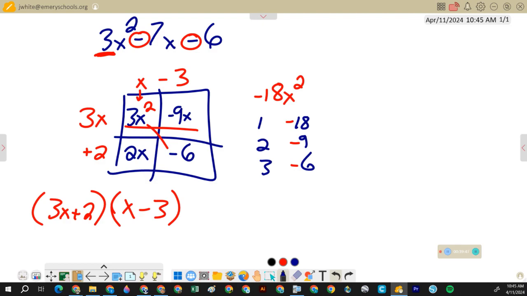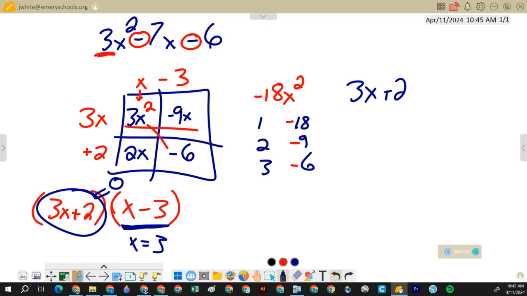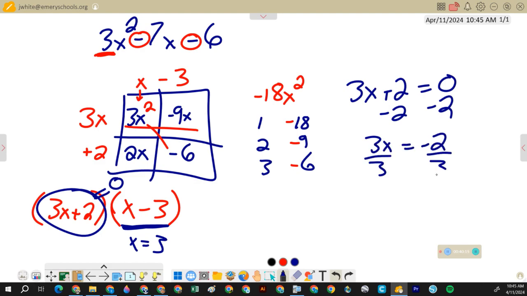Okay. What about the roots? Well, this one is easy. What's the root over here? 3. This one's a little bit harder. How would we find the root for 3x plus 2? Well, we would set it equal to 0 and solve for x. So if we take 3x plus 2 and set it equal to 0, we subtract 2, and we get 3x equals negative 2, and then we divide by 3, and we get x equals negative 2/3.